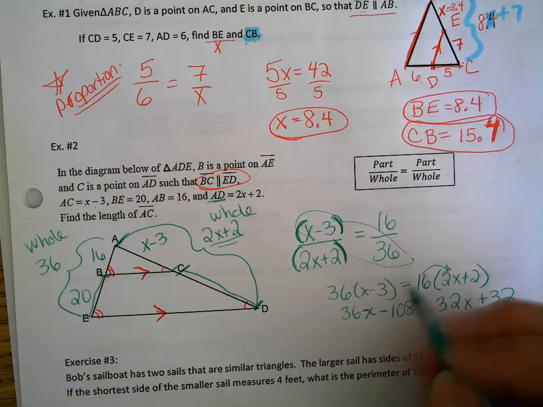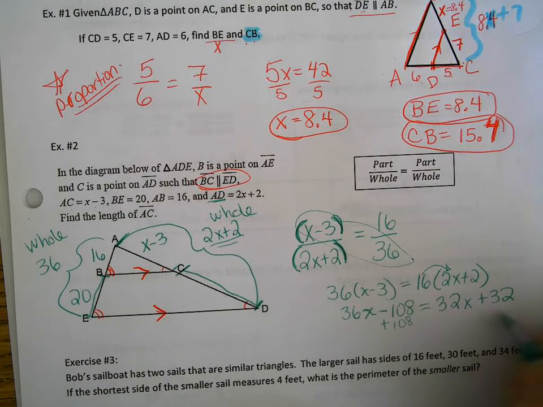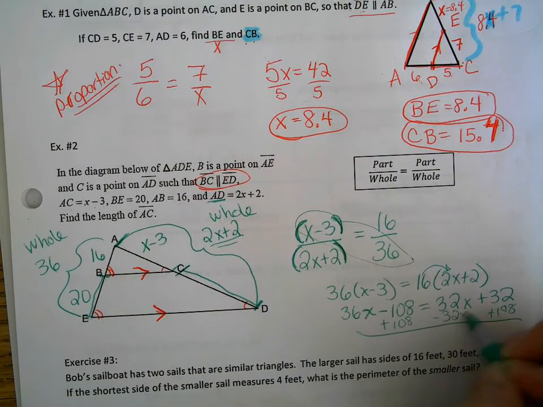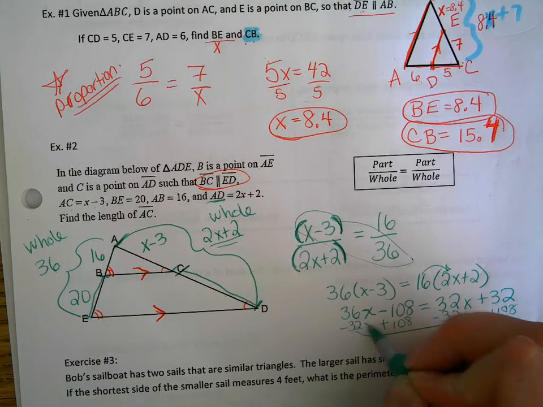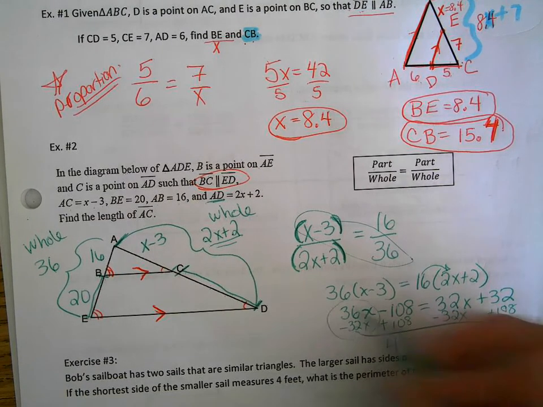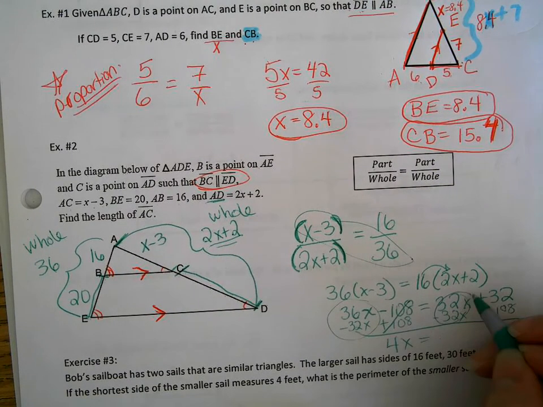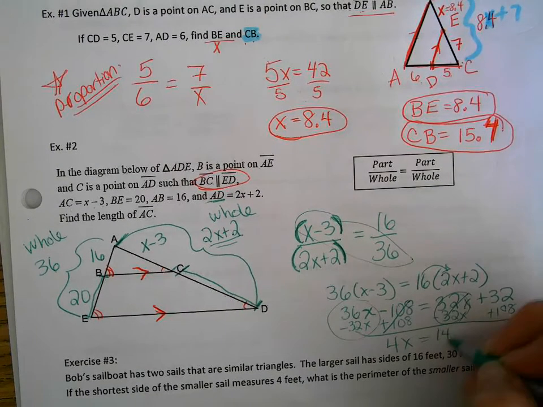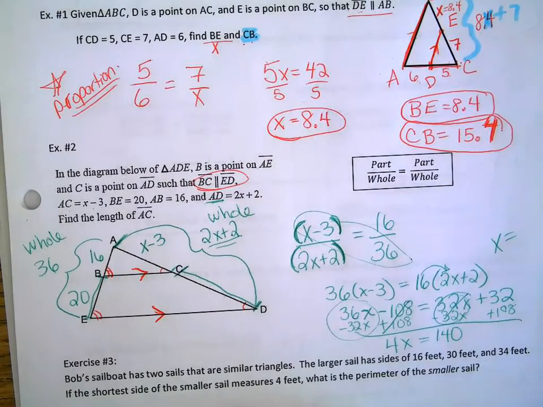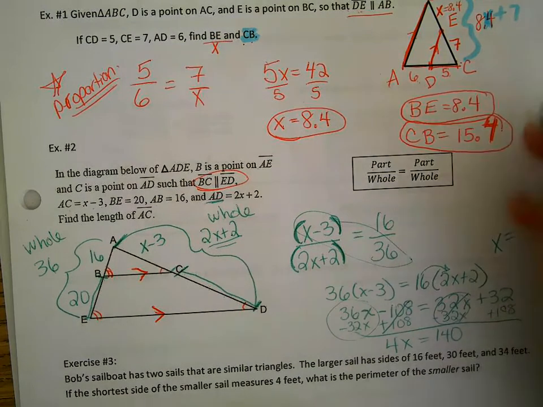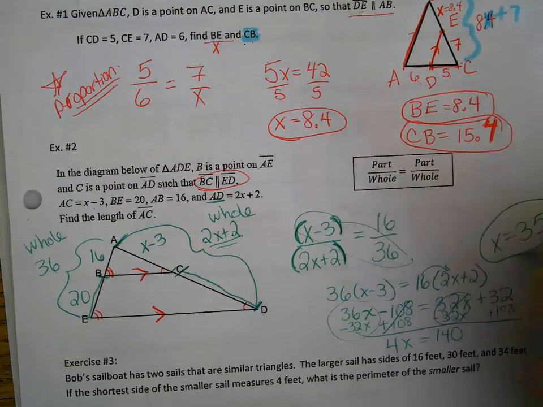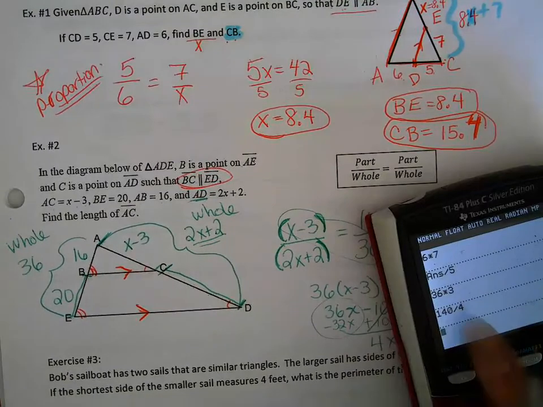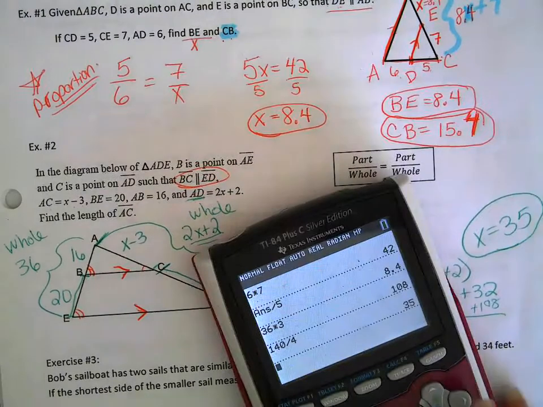Be careful solving. I like to move the smaller number over, so I'm going to add 108 to both sides. Just like I'm going to subtract 32x from 36x. So we'll have 4x left over on this side equals 32 plus 108, which is 140, making x 35, because 140 divided by 4 gives us 35.